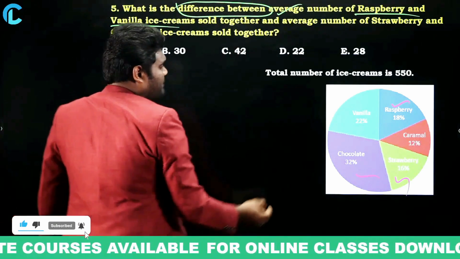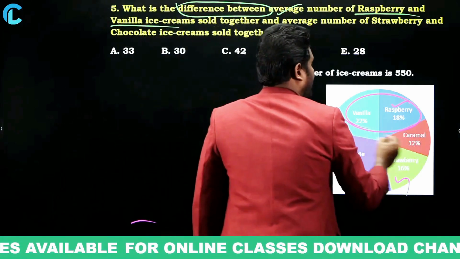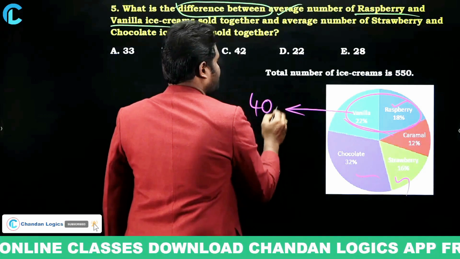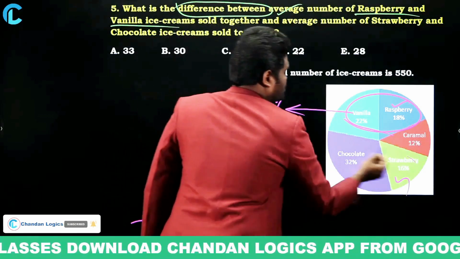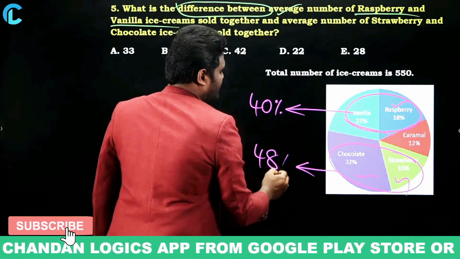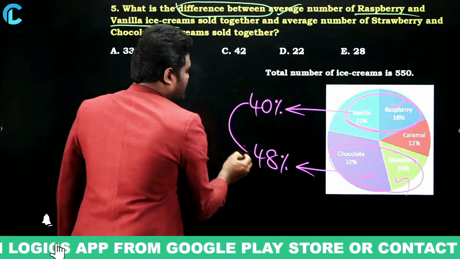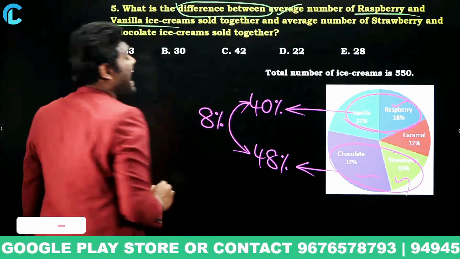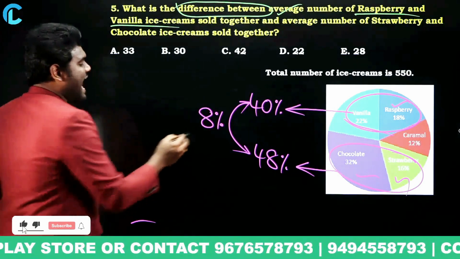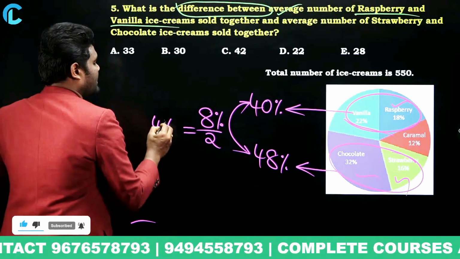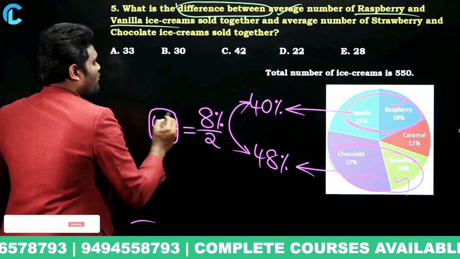Now if you observe here, raspberry and vanilla combined together is 40%. Next, strawberry and chocolate combined together is 48%. Now the difference is going to be 8%. As the question is saying average, divide by 2. So 8% by 2 means 4%. So our answer is 4%.